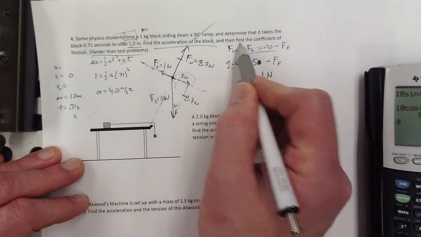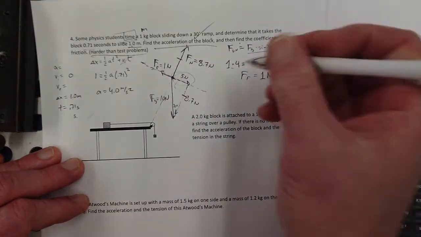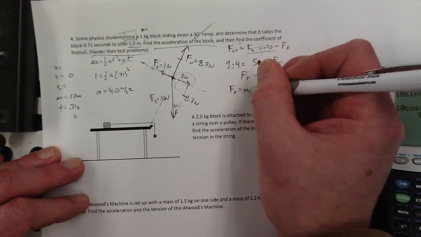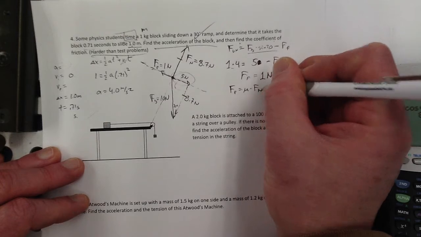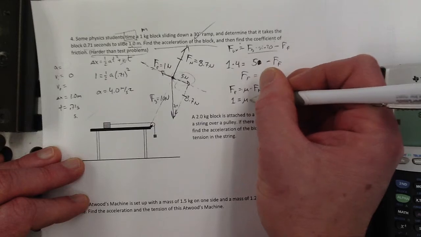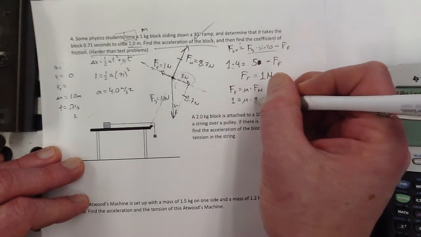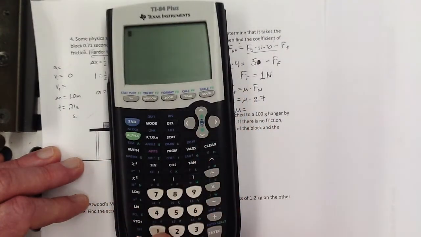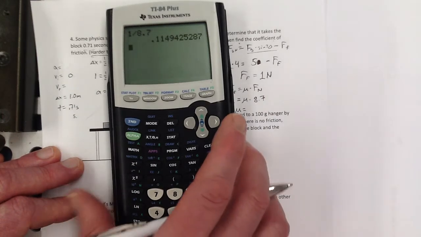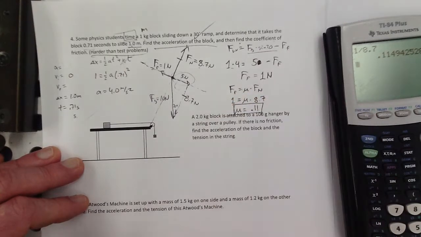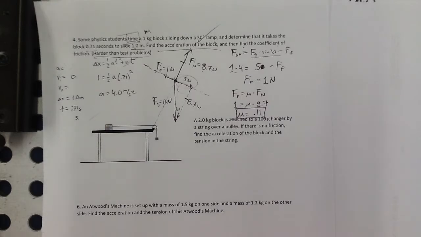And then this problem says find the coefficient of friction. So what's the equation that has the coefficient of friction in it? I know that the friction force is equal to the coefficient times the normal force. And that means, call it 0.11. So yeah, there's a lot going on in that one.